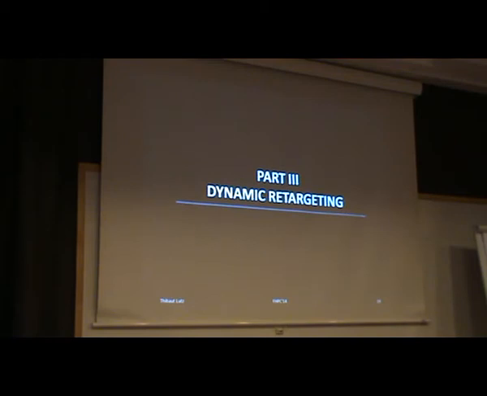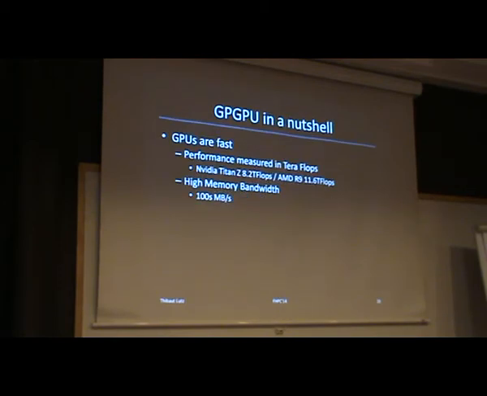evaluation, the dynamic retargeting. So the targets we investigated in this work are GPUs, and they've already been explained in the previous talk, so I won't have to explain in detail why GPUs are good in some cases. But in a nutshell, they have very, very high performance. The latest generation of GPUs are measured in teraflops. So the latest NVIDIA and AMD hardware is around 10 teraflops, compared to 200 to 400 gigaflops for a CPU. And they have very high memory bandwidth, hundreds of megabytes per second per thread.